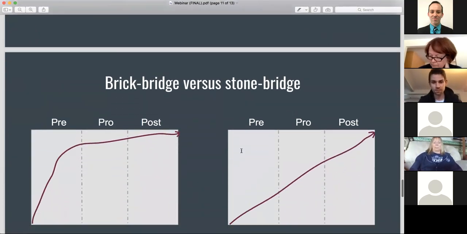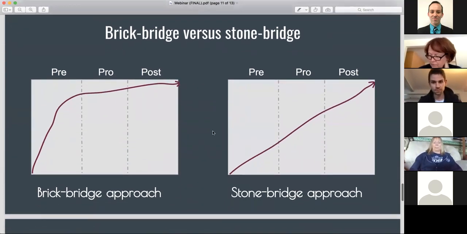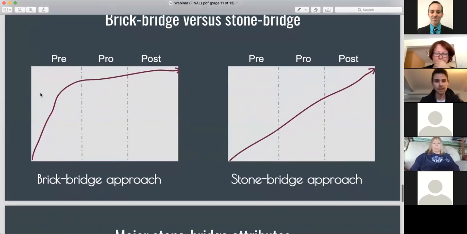So here's just a quick graphic that describes very, very simply, and of course, there's all kinds of alterations to this and iterations. But essentially, if you look at the left image, we have the brick bridge approach, which emphasizes pre-production. So basically, most of the decisions are made during the pre-production process. And we have the script writing, we have the storyboarding, and there's so many things, of course, that students can learn through this.